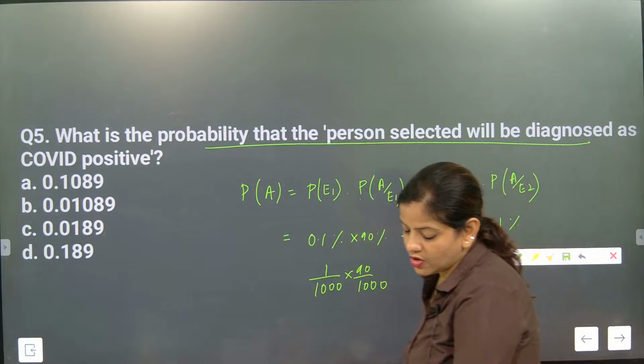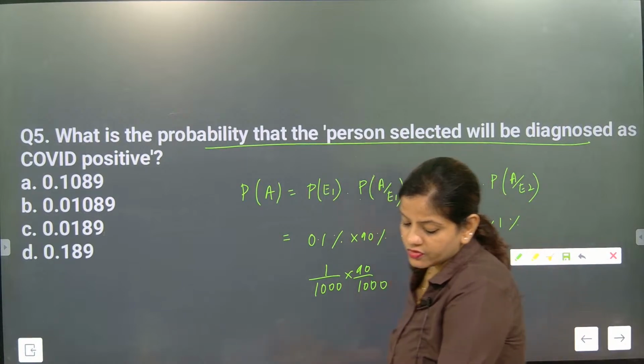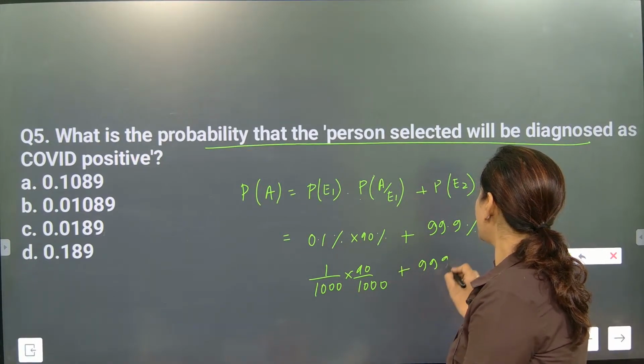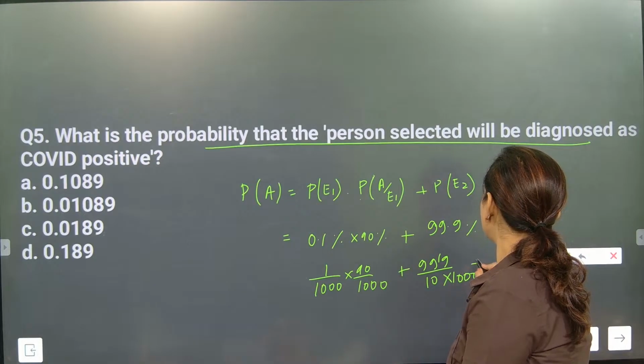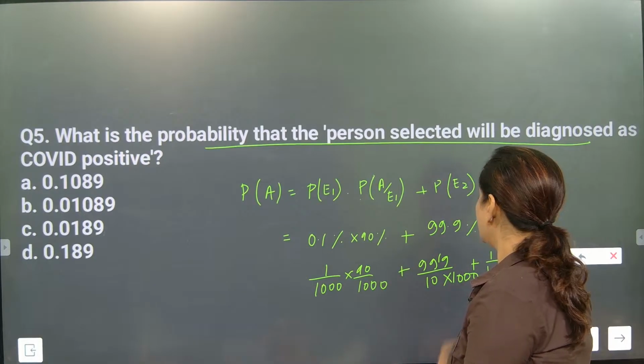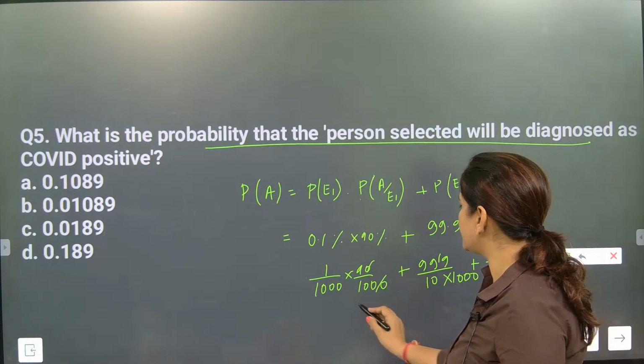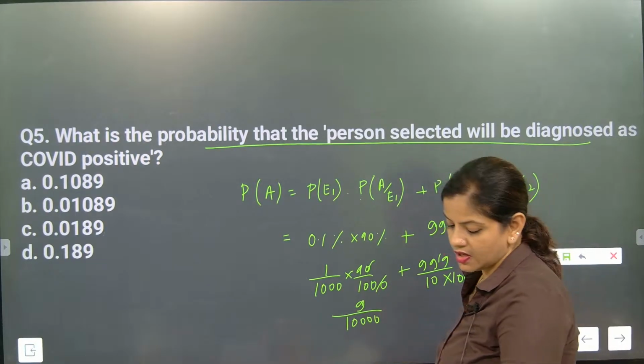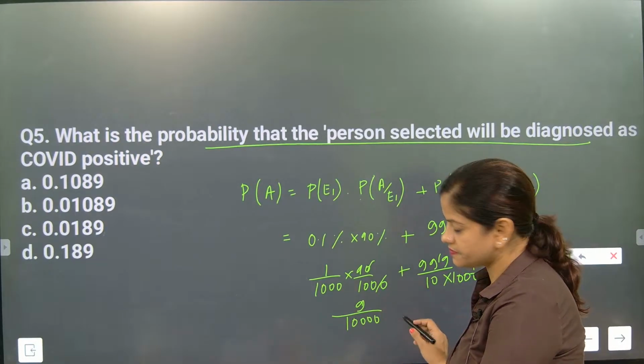So 0.1 by 1000 into 90 by 1000 plus 99 cancel will come, 10 into 1000 plus 1 by 100. So this is there, so this and this will get cancelled. So it will come 9 by 1, 2, 3, 4, 5. 9 by 5 will come.